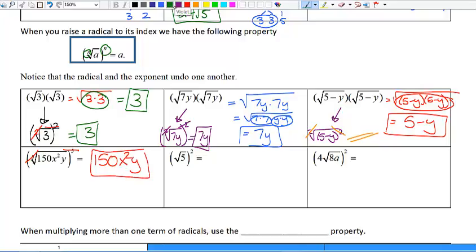On our next problem, we don't have an index, but we know that any invisible index is a 2. The 2 index and the 2 exponent undo each other. They're like opposites, and my final answer is just 5.